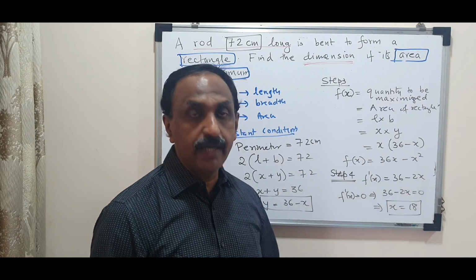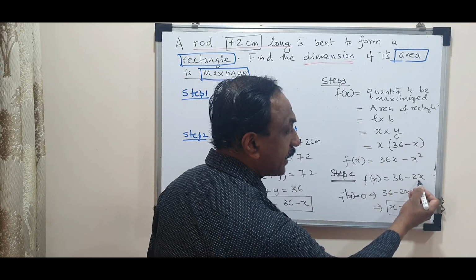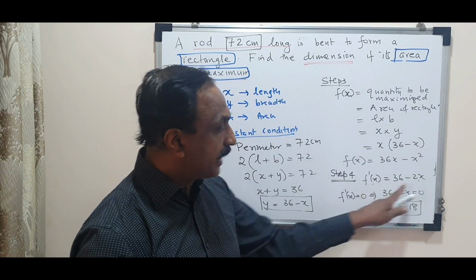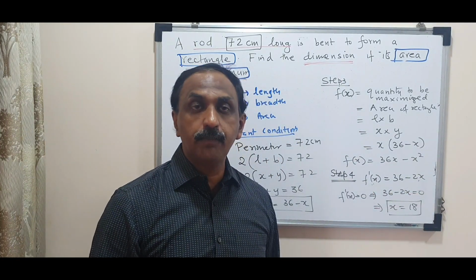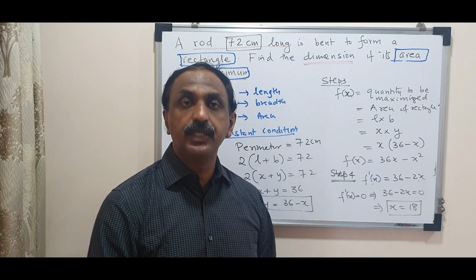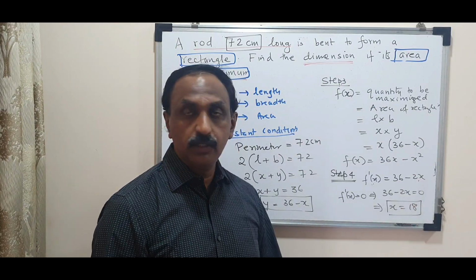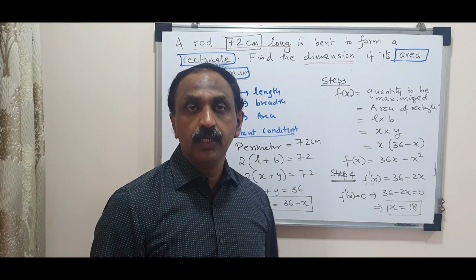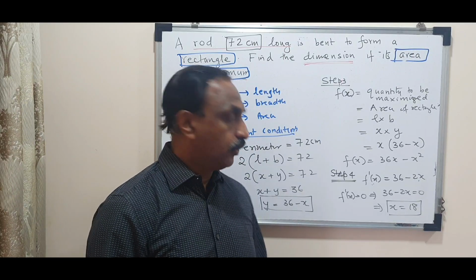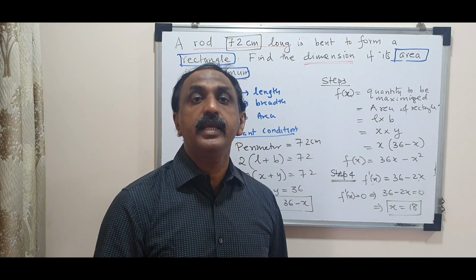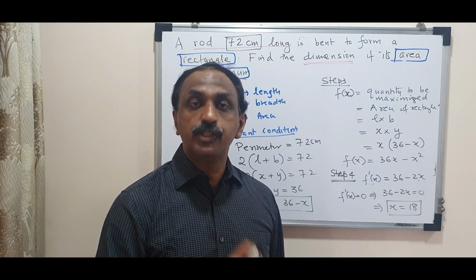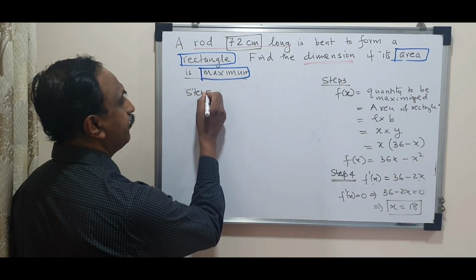Next step, I need to find the second derivative. What will be the second derivative of the function? F double dash x is going to be minus 2. What does that mean? Whatever the value of x, the second derivative always is negative. Therefore, what is my conclusion? If the second derivative is negative, whatever the value of x that you obtain is the point where the function becomes maximum.